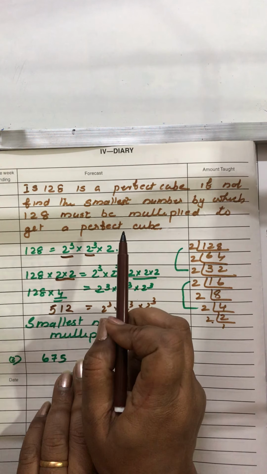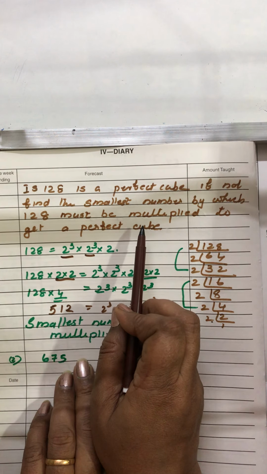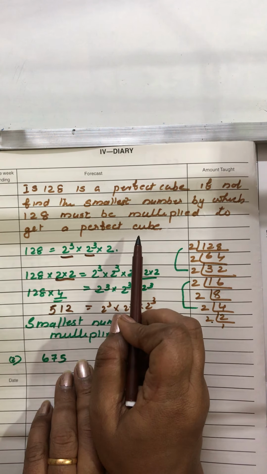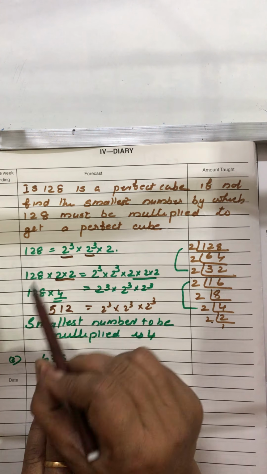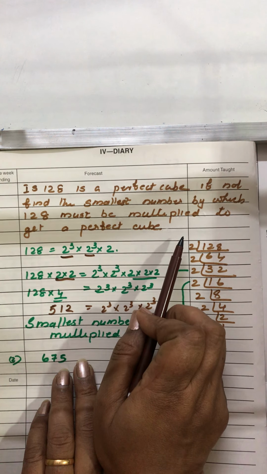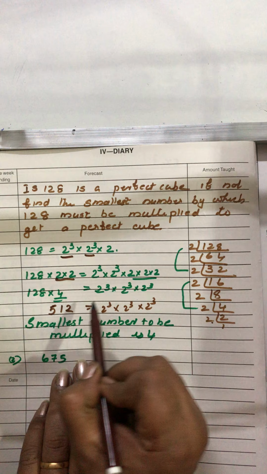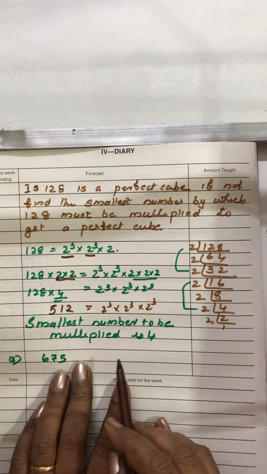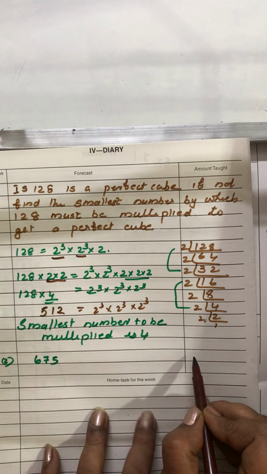In the question, they are just asking us to find the number by which it should be multiplied to get a perfect cube. Otherwise, the question can come like this also: find the cube root, or find the perfect cube number. Therefore, if the question comes like that, the perfect cube number is 512. The smallest number to be multiplied is 4. Now I am going to do one more question.